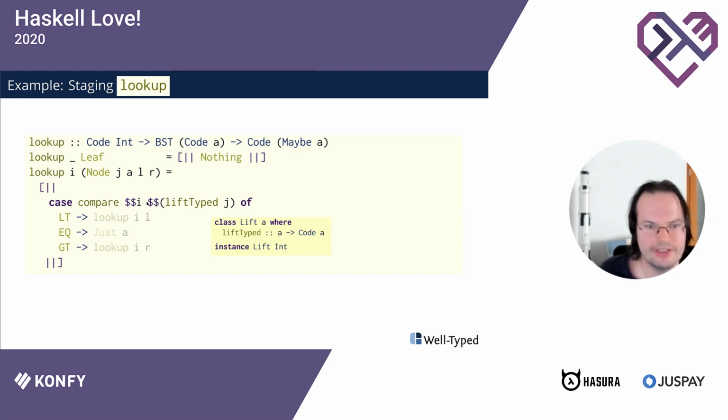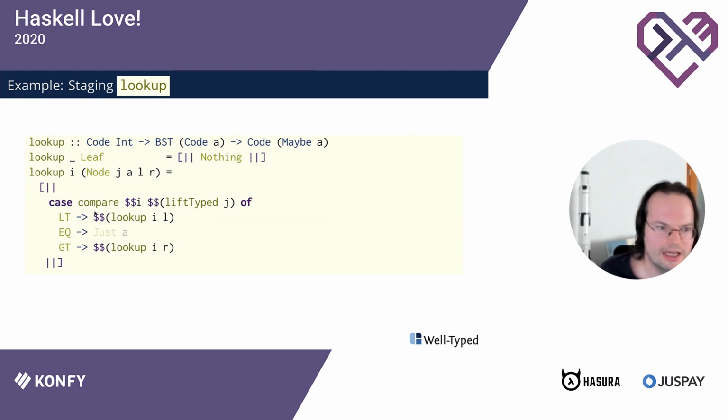And this operation is available as lift typed in typed Template Haskell, which essentially takes an A to a code A. The idea is exactly to evaluate this A and produce code that represents that value of type A. And integers are an instance of this. So if you want to be explicit, you can write it like that. Actually, GHC does allow us to write just J and then does this translation itself, but I find it more enlightening to be explicit about this. And now the rest is relatively simple. We splice the recursive calls to lookup, and we splice the A, and that's it.